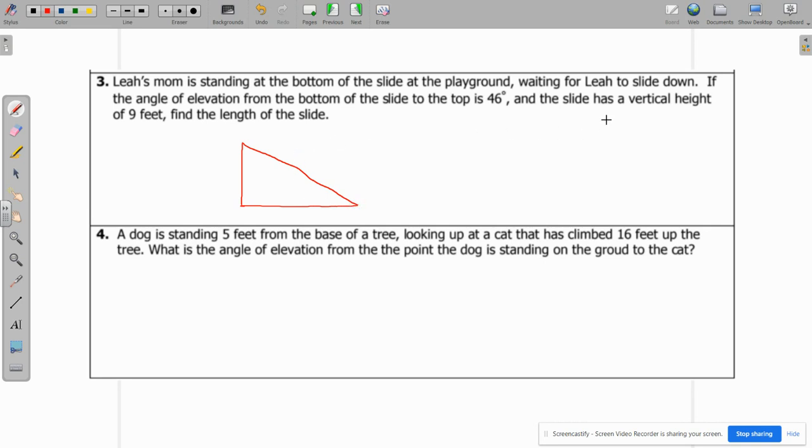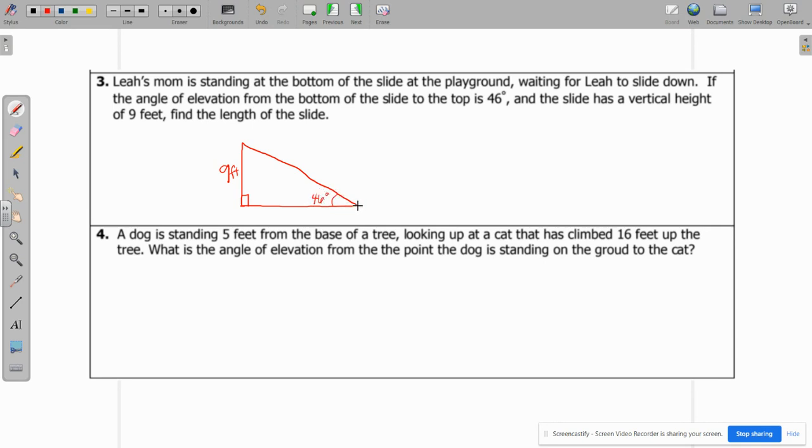So it says the slide has a vertical height of 9 feet. So it's 9 feet above the ground over here. This is where my right angle is. And then it says the angle of elevation from the bottom of the slide to the top. So here's the bottom of the slide. I can see the horizontal. So the angle of elevation is above that horizontal. So this angle right here is 46 degrees.